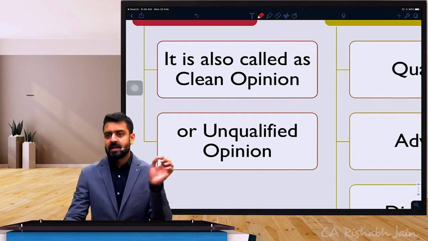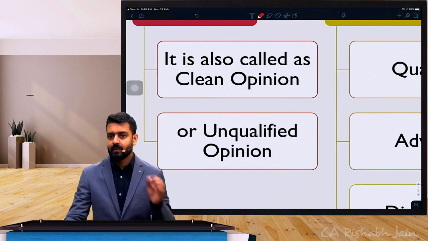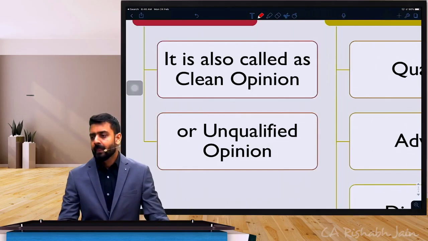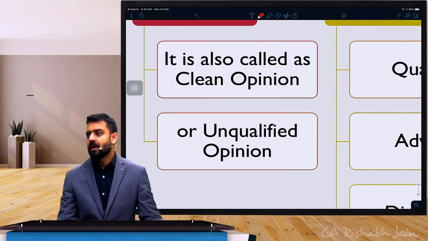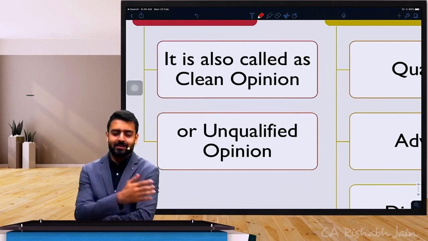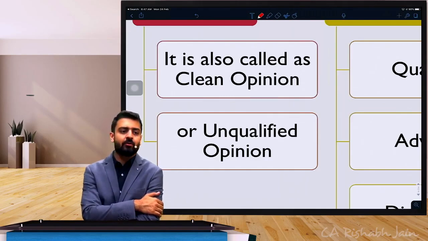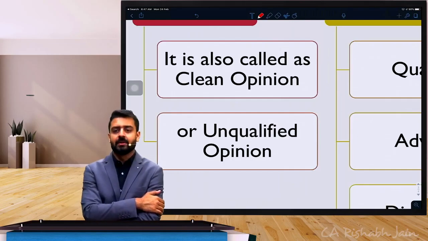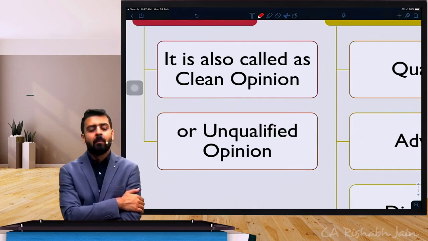Material misstatement, dash, write down: any fraud or error which in auditor's judgment can influence the decision of users should be considered as material misstatement.